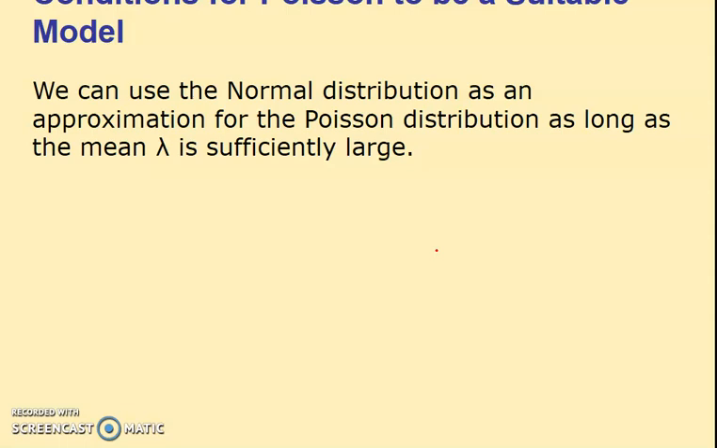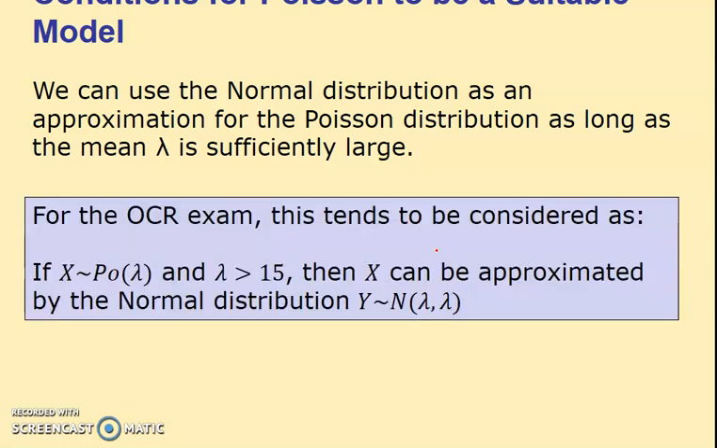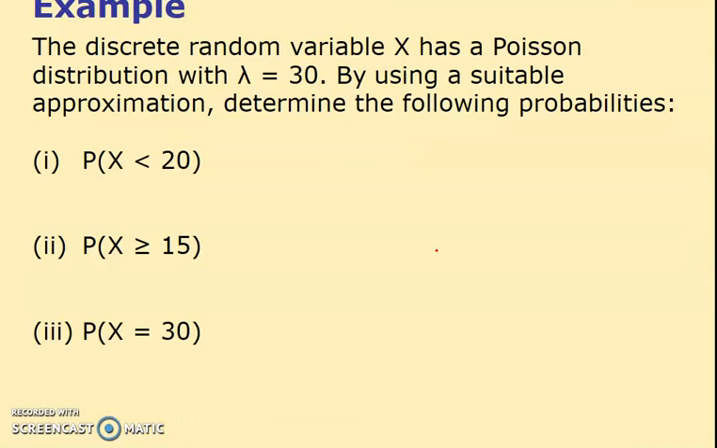Sometimes we have to do Poissons as well. So it's a similar trick. The Poisson, the rule says you can do it as long as lambda is more than 15. As lambda is more than 15, you're allowed to approximate a Poisson with a normal. Remember, continuity correction. So exactly the same thing.